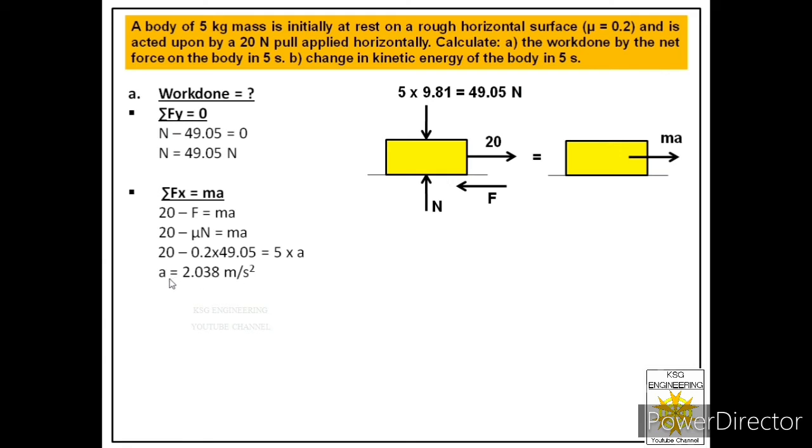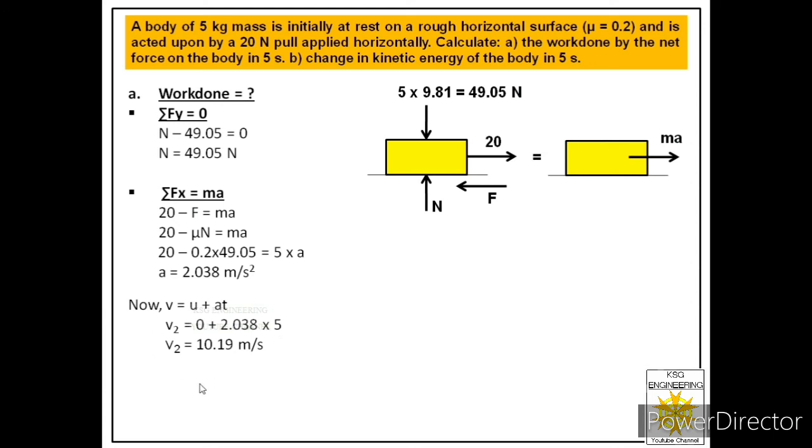Now we know the acceleration of the block, and we are asked to find the work done by the net force on the body in 5 seconds. That means we have the value of t, the value of a, and u as 0, so we can find the final velocity. We apply v is equal to u plus at. Here v2 is the final velocity of the block after 5 seconds, u is 0, acceleration we have calculated, and time is 5 seconds. From here we get the final velocity of the block.